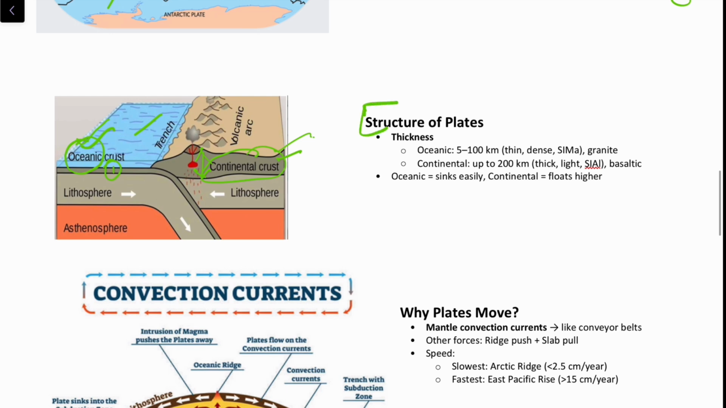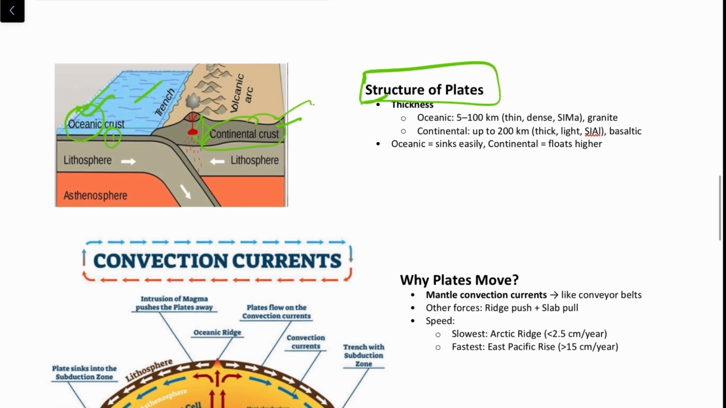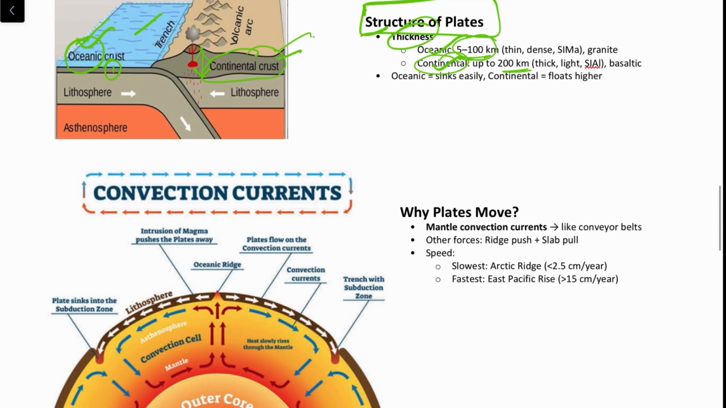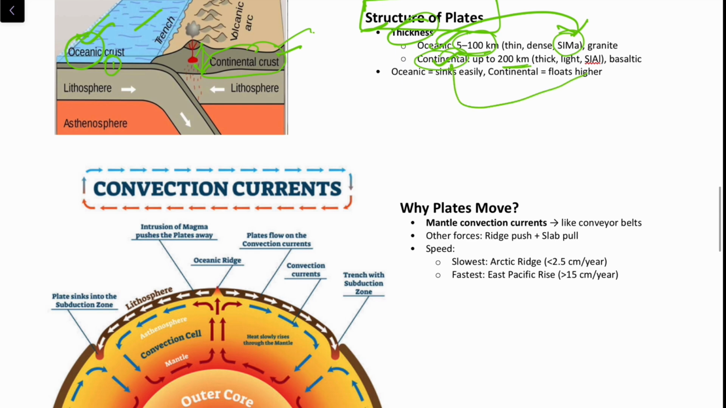When we see the structure of the plates, as we have already discussed, there are oceanic plates and continental plates. The thickness varies. The oceanic plates are around 5 to 100 kilometers thin, and the continental plates are up to 200 kilometers thick. Oceanic plates, as we have just discussed, are made up of silica and magnesium, and the continental plates are made up of silica and aluminum.